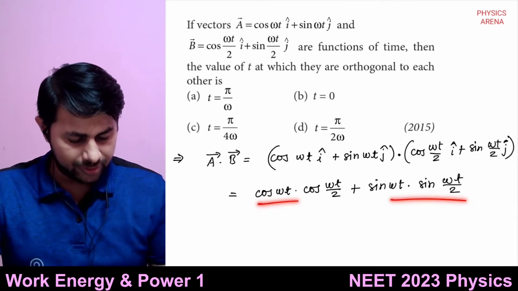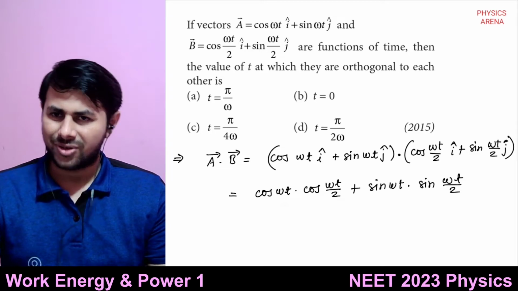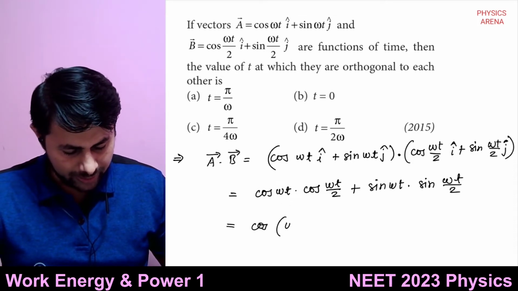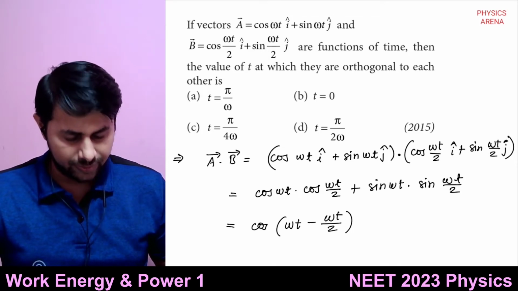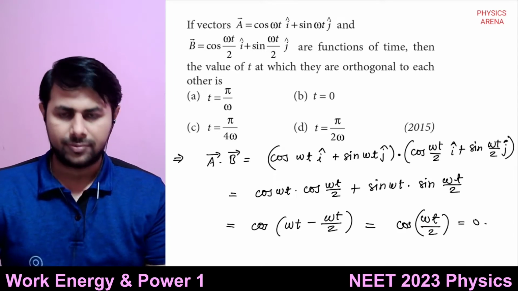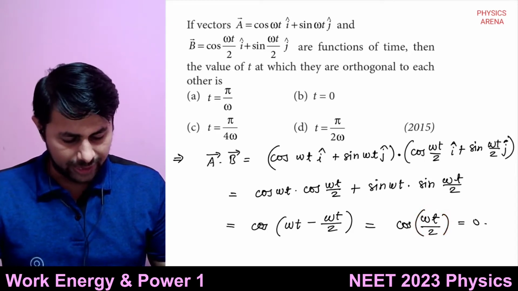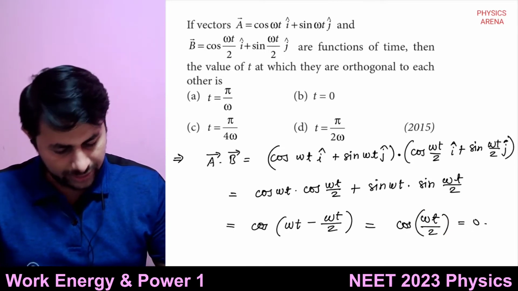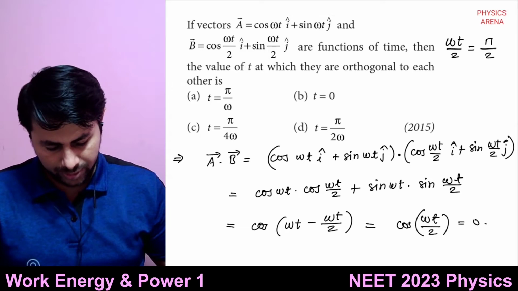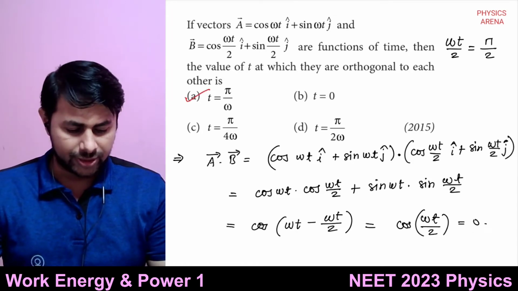So tell me, where does this expansion come from? What is the formula? Cos of a minus b. It is cos a cos b plus sine a sine b. Very good. So this is cos of omega t minus omega t by 2, that is cos of omega t by 2, and this is equal to 0. We want the time when they become perpendicular to each other, so cos of omega t by 2 is equal to 0. That means omega t by 2 is 90 degrees. All options are given in terms of pi, so omega t upon 2 is pi by 2. So 2 gets cancelled. So option A is the answer, t equals pi by omega.